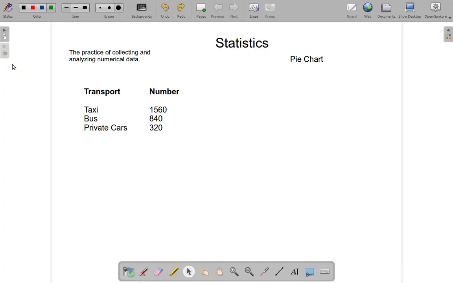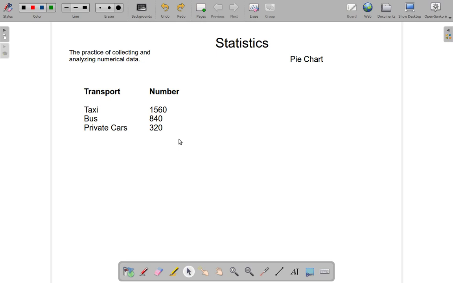Previously, we looked at a simple definition of statistics, and we saw a simple example where we looked at three categories of travelers, how they travel to work. And we saw how many travel by taxi, how many travel by bus, how many travel by private cars. And we have a little table here. We looked at putting these things in a chart that is called a bar chart because of these bars.